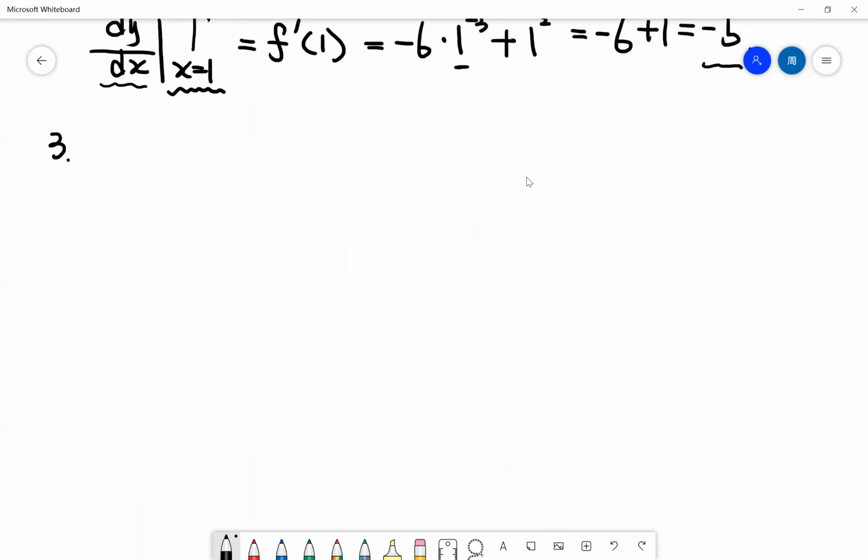The third one, I gave you the function y equals x squared. Laoshi, yeah. Your sound is not clear.